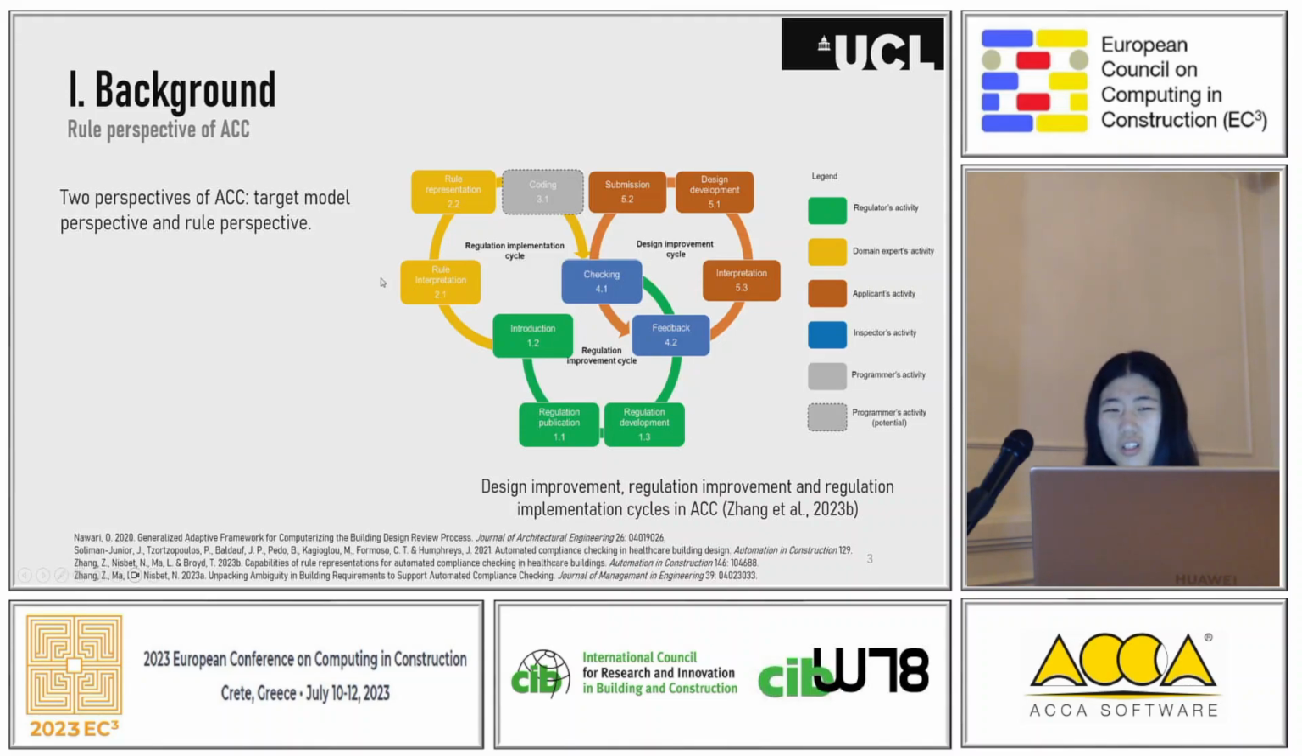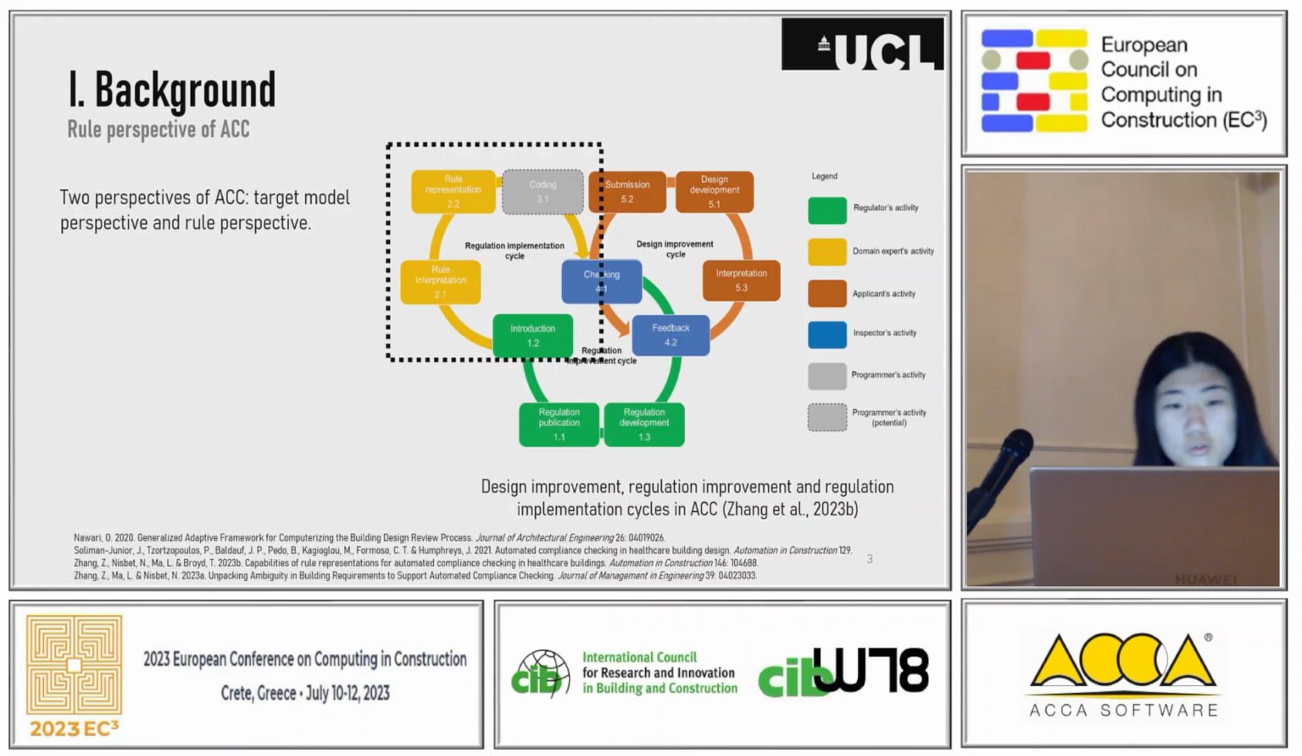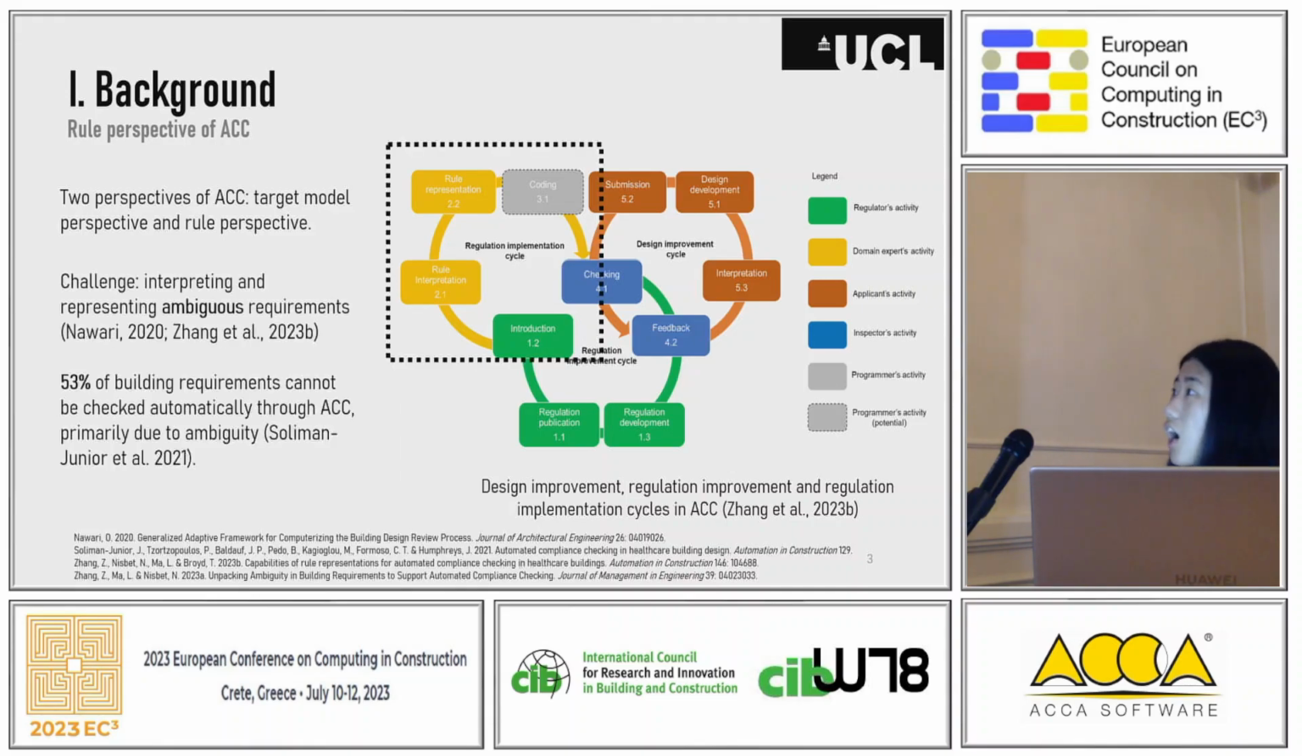So my PhD research is focused on the rule perspective. Specifically, during my research, I found that there has been a lot of research on this topic, almost 50 years of publications. But there's a challenge about interpreting and representing ambiguous requirements. Also, as reported by Soliman Junior et al. in 2021, 53% of building requirements cannot be checked automatically through ACC, primarily due to ambiguity.